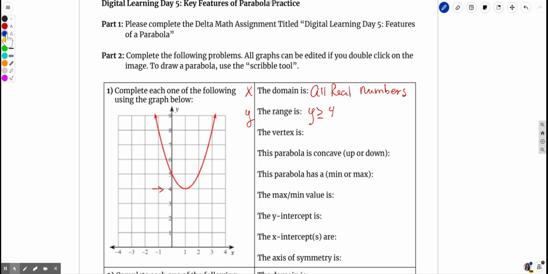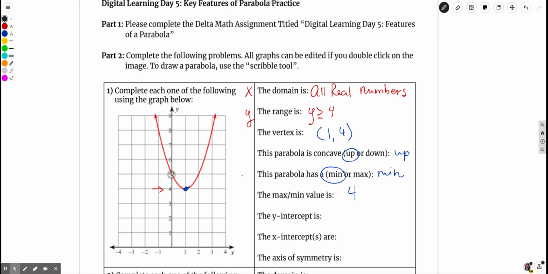The vertex is going to be this point right here, and it has coordinates of 1, 4. A parabola is concave up because it's facing up, and it has a minimum value, or the lowest value, right? And that minimum value is 4. It is essentially the y value of your vertex.